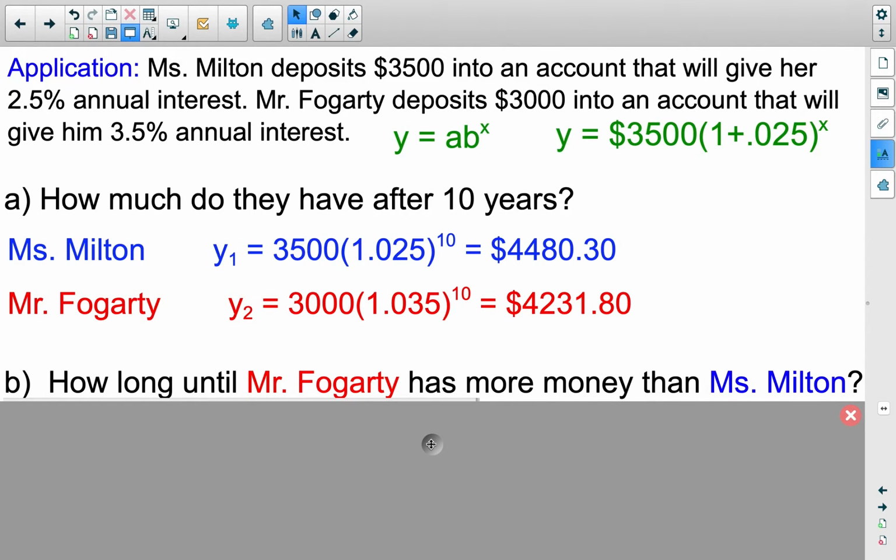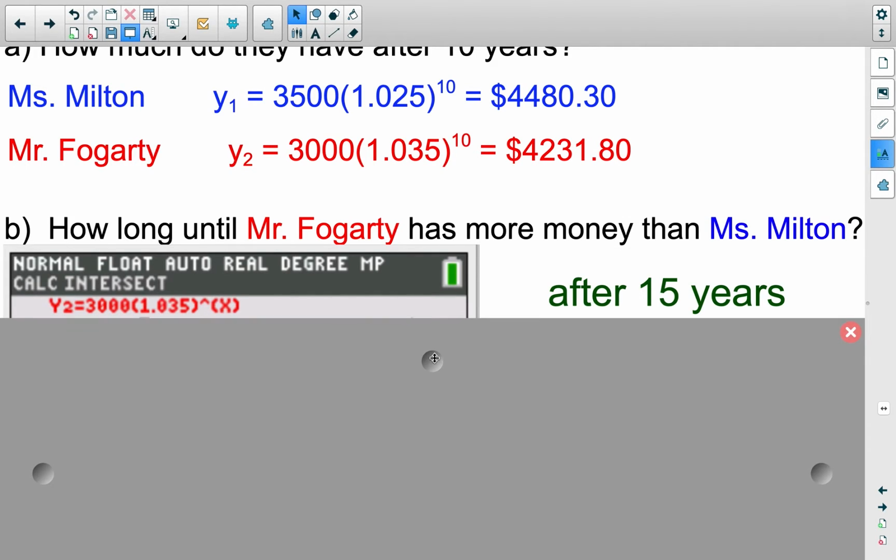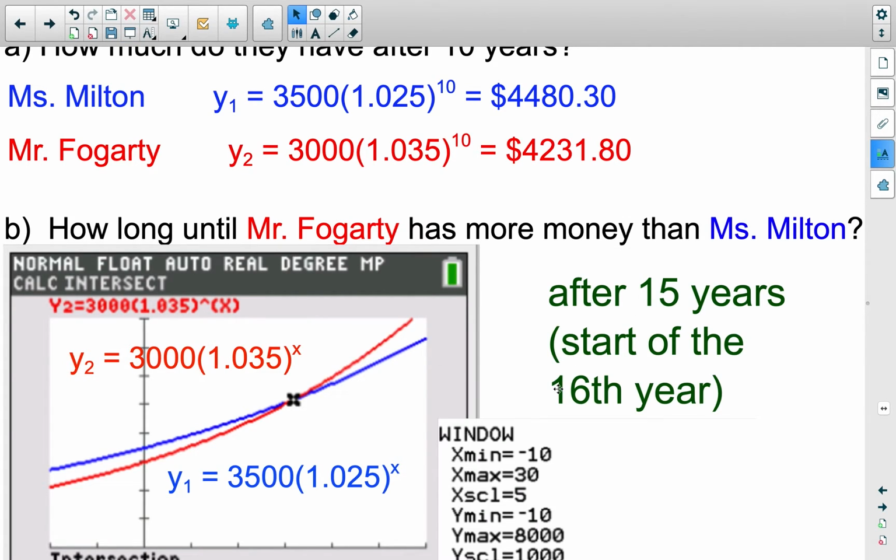Okay, so obviously that won't happen in the long run. How long until Mr. Fogarty will actually have more money than Miss Milton? So you could approach this a couple different ways. You could set these equal to each other since they both equal y, and you could put x's back in for the 10 because we don't know the time, and you could try to solve for that, although we haven't algebraically explored that yet.